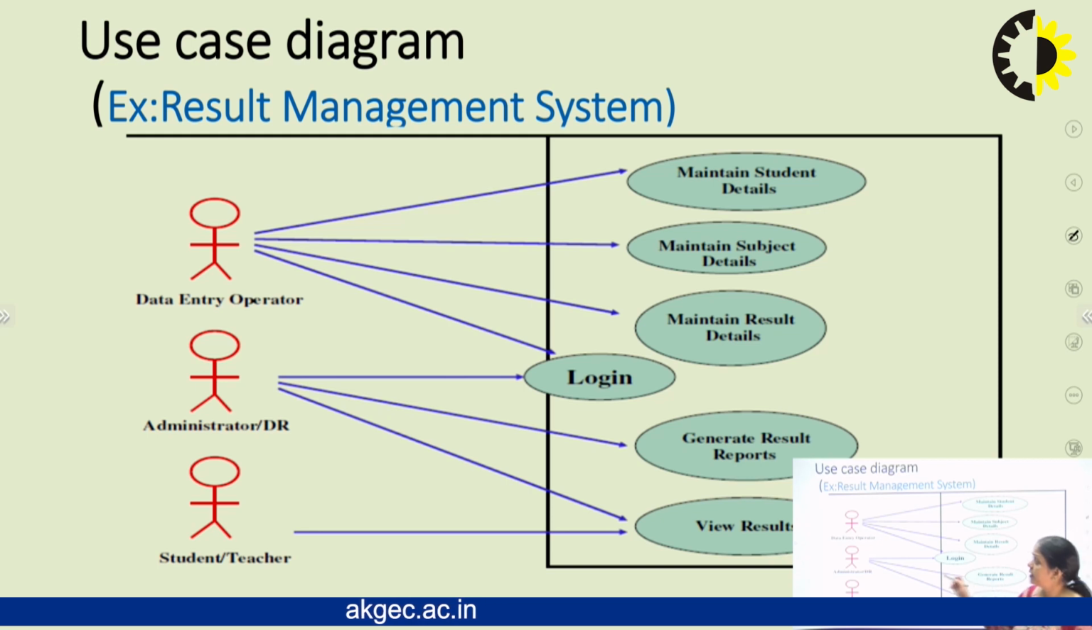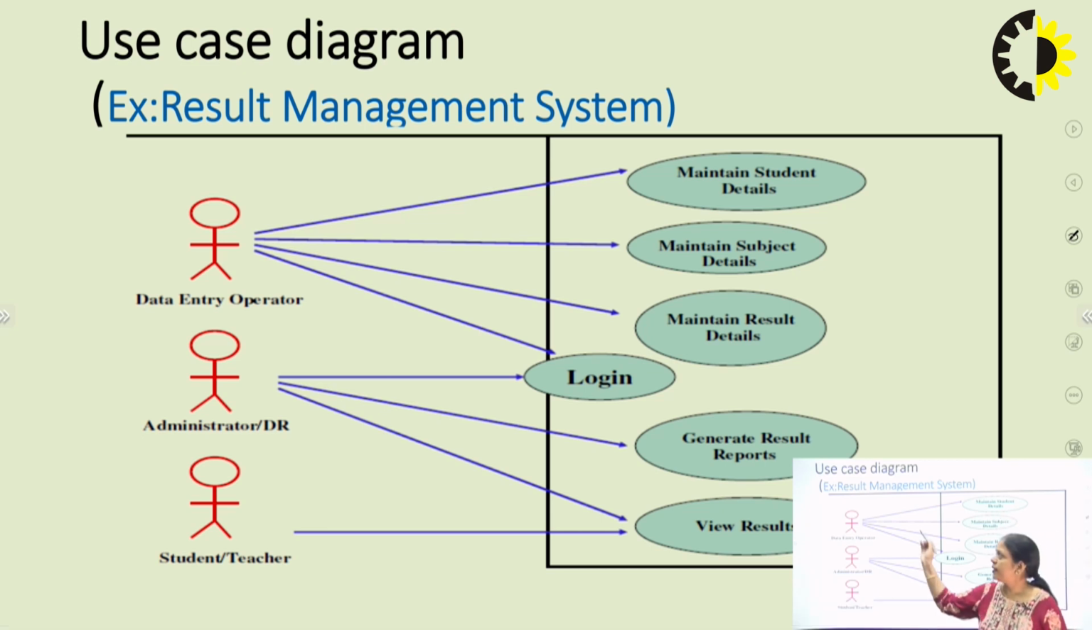Now you can see here, these are all the users or actors of the system. There is the data entry operator, who can deal with functions like login, maintain result, maintain subject details, maintain student details. So the data entry operator will deal with these types of functionality. The next one is the administrator, and the administrator will deal with login, generate result report and view results. And the student and teacher will deal with view results only.